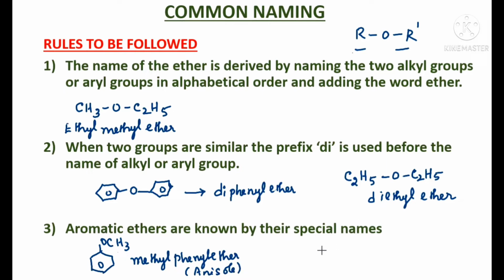Understood? There's another compound. I'll give one more compound so that you can understand. See, this is a phenyl ring, O, and we'll write an ethyl group, CH2CH3. See how we will write the common name: ethyl phenyl ether. This is the ethyl group, ethyl phenyl ether. But it also has a special name, that is phenetole. Phenetole. Understood? Hope you might have understood.